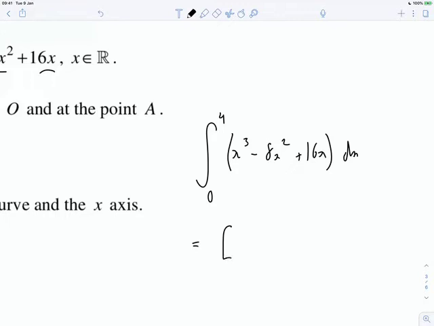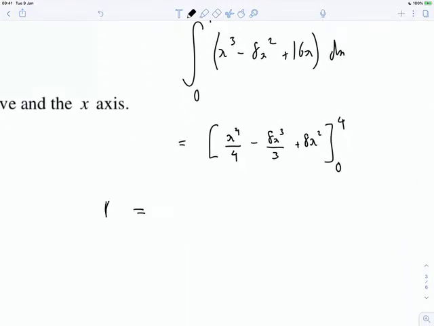So x cubed is going to be x to the 4 divided by the new power, minus 8x cubed divided by the new power, plus 16x squared divided by the new power, which is going to be x squared times 8. This is going to be between 0 and 4. And this R value is going to be, when I sub in x equals 4, minus, and then clearly when x equals 0, all these terms disappear, right? Because 0 to the 4, 0 cubed, 0 squared, they're all just 0.